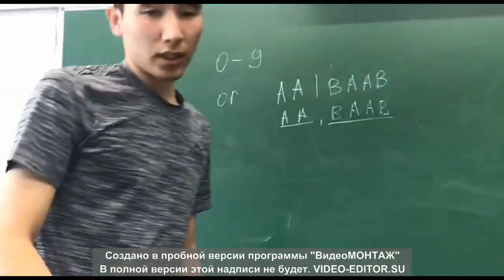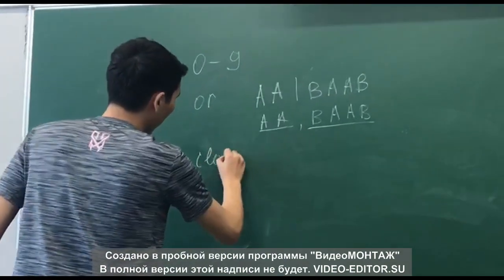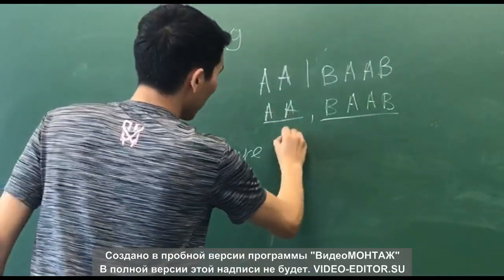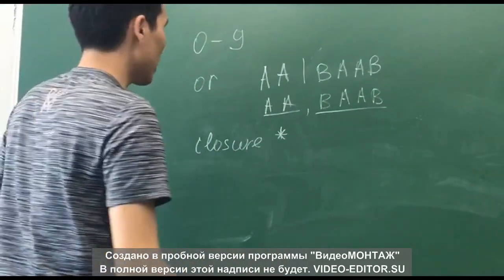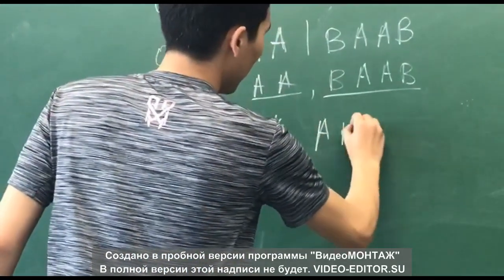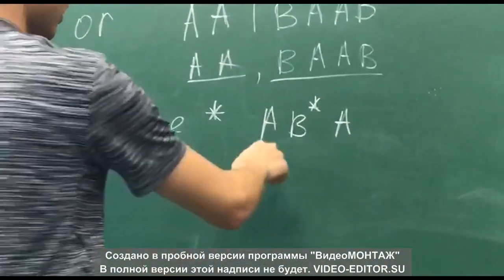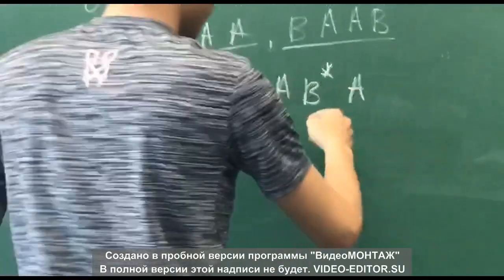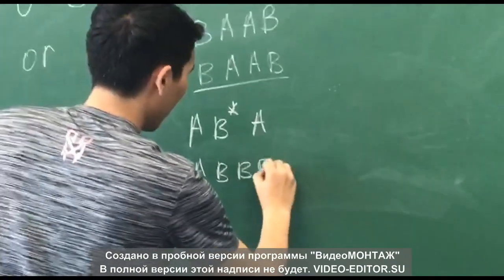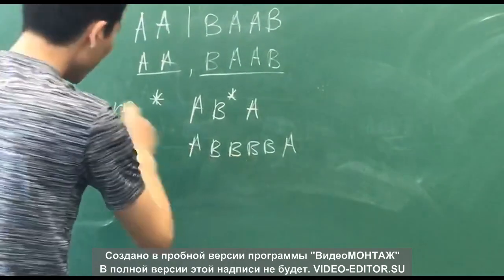And the next operation is closure. Its symbol is star. So it means 0 or more times. For example, if we have A, B, closure, and A, it means this expression should contain only A, B, and A. It means 0 or more times B.